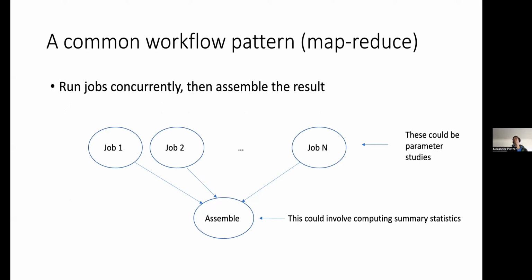And this could be a calibration, it could be a parameter study, or something like that. And then at the end, you want to assemble all these steps into one, something like a summary statistics. So that's something that we see quite a lot. And all these jobs 1, 2 to N can actually run potentially in parallel, depending on how many slots are free on your platform.